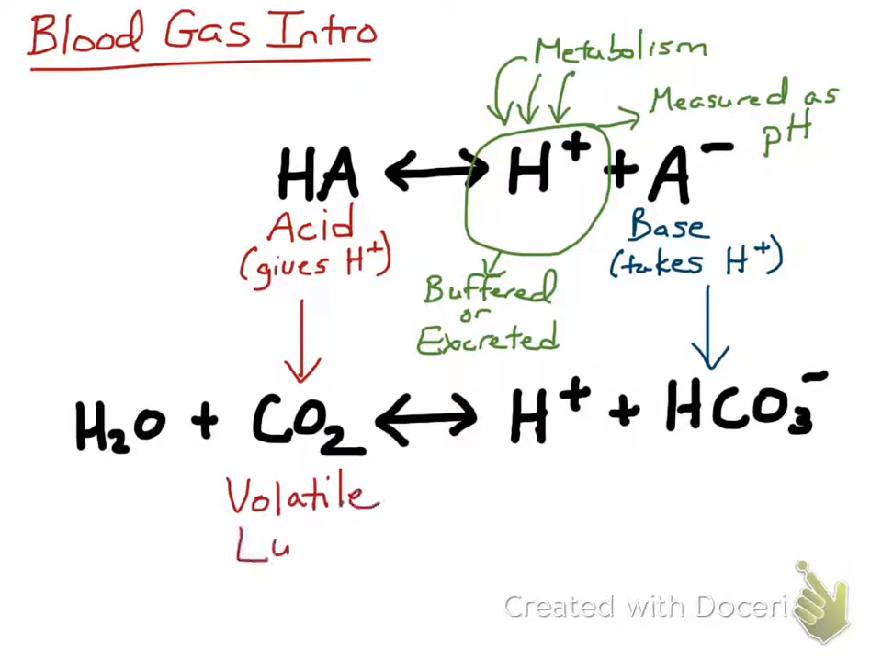Carbon dioxide is a volatile acid, meaning that it can be a gas, and so it can be excreted by the lungs. But the non-volatile acids, like keto acids or lactic acids, are not volatile, so they can't be exhaled. Those acids are primarily excreted by the kidneys.